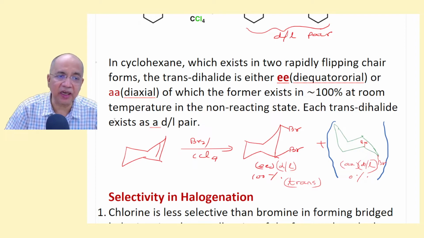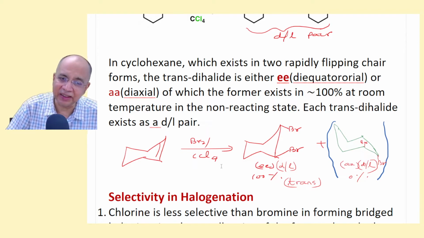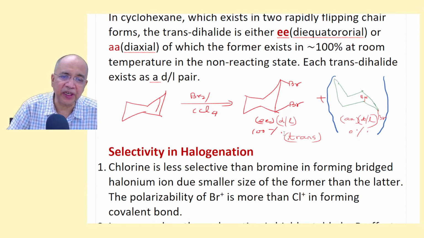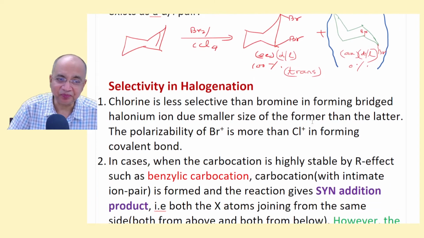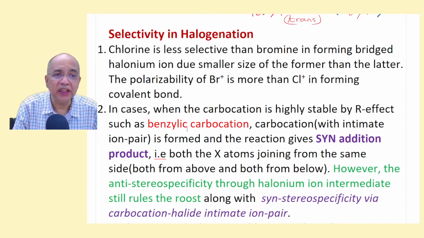So each trans dihalide exists as a DL pair. They are achiral, exist as a DL pair. Both the diequatorial and diaxial are achiral and exist as a DL pair, but at room temperature the diaxial doesn't exist. It is thermodynamically unstable. Nearly 100% is the diequatorial form, D and L, 50% D and 50% L, they remain. Now, to the last part, let us talk about the selectivity in halogenation.